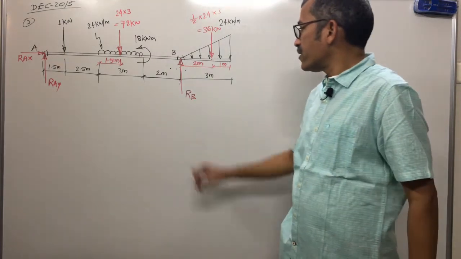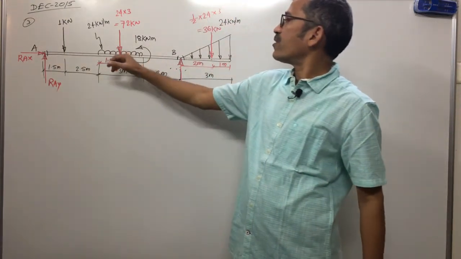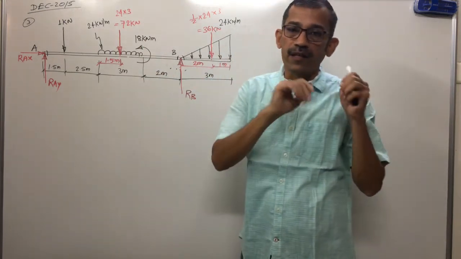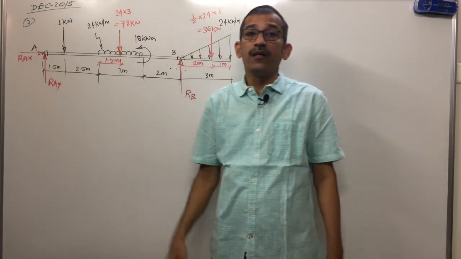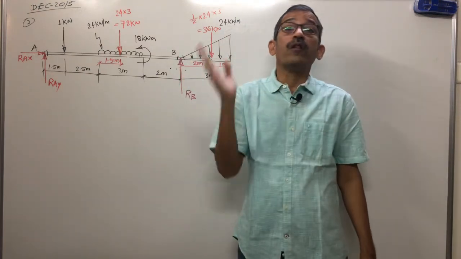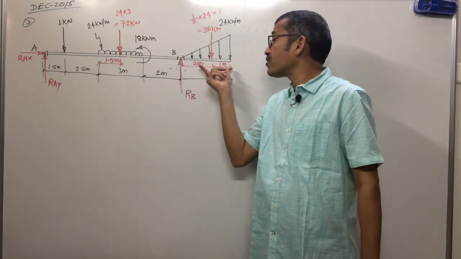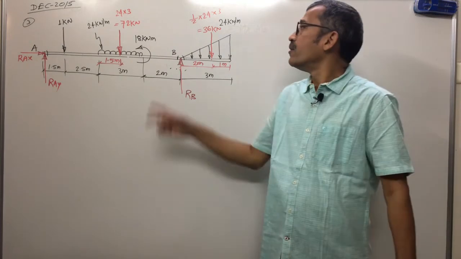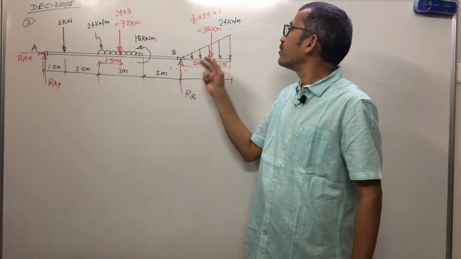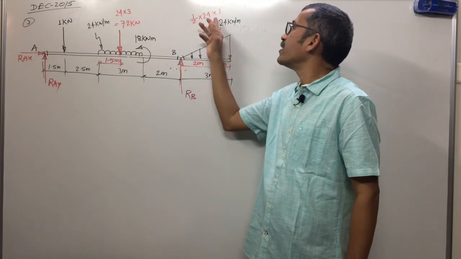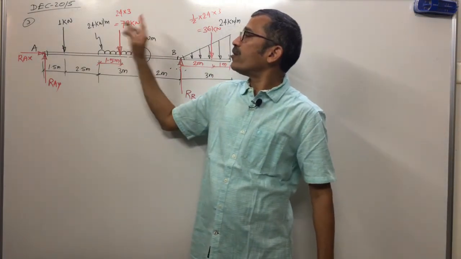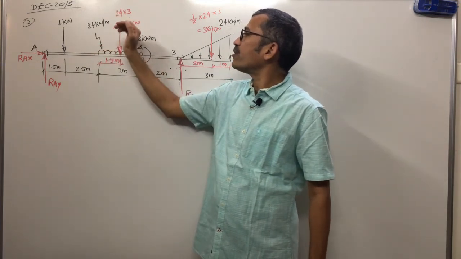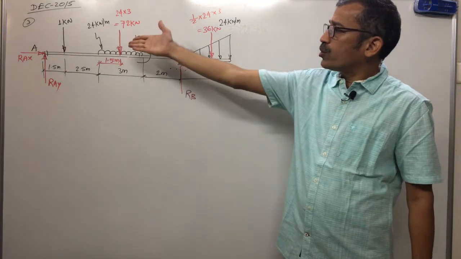Everybody clear? Support reactions, equivalent of UDL, equivalent of UVL. Where will we get the equivalent of UDL? At its center. Where will we get the equivalent of UVL? Nearer to the maximum load, 1/3 from the maximum load. 1/3 of what? Span. Span is how much? 3 meter. Taking 1/3 of it gives 1 meter, and the remaining is 2 meter. Magnitude of this load is half of W into L. W is 24, L is 3. Calculated, 36. Equivalent of UDL is W into L. W is 24, L is 3. 24 into 3 is 72.